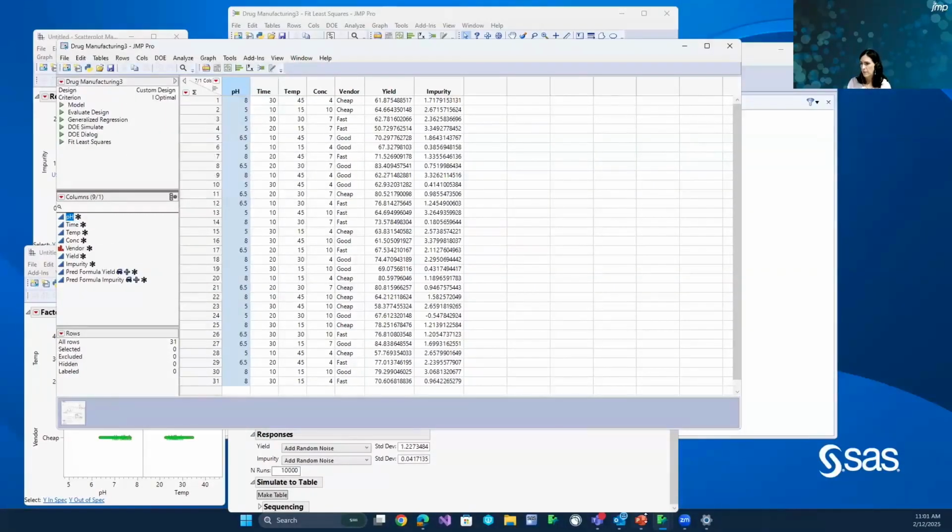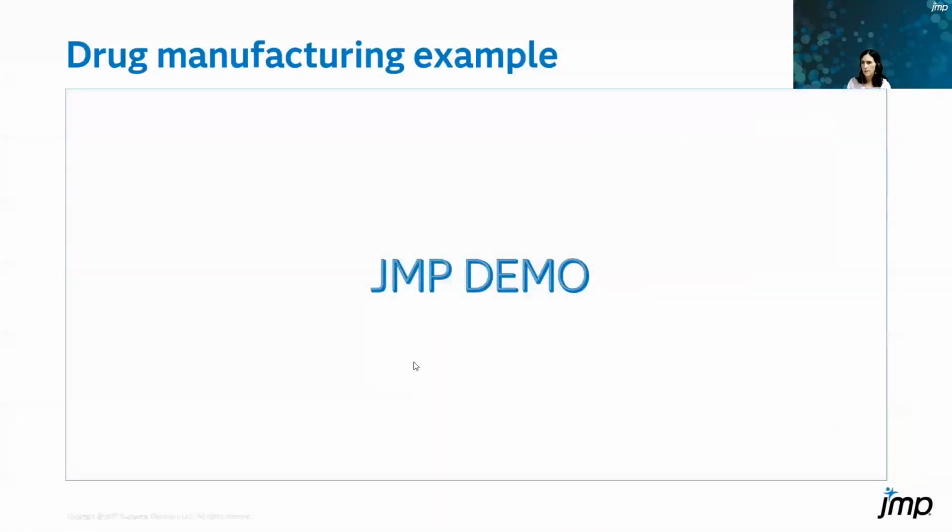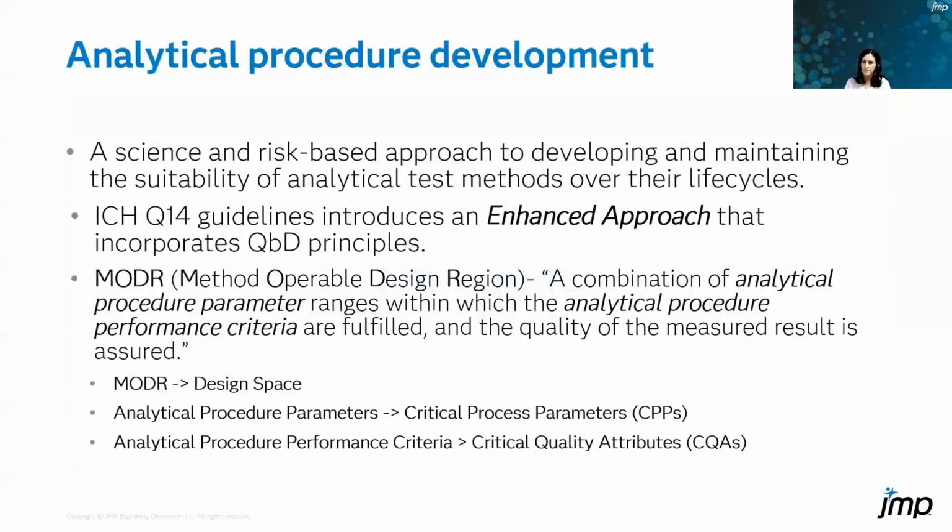Okay, so let's go back to the PowerPoint, continue. Okay, so that was a fairly simple and straightforward example, but I want to show you how we can use JMP for more complex examples. But before we go to our next example, I want to talk about another area of pharmaceutical development where QBD principles have been applied more recently, and that is analytical procedure development.